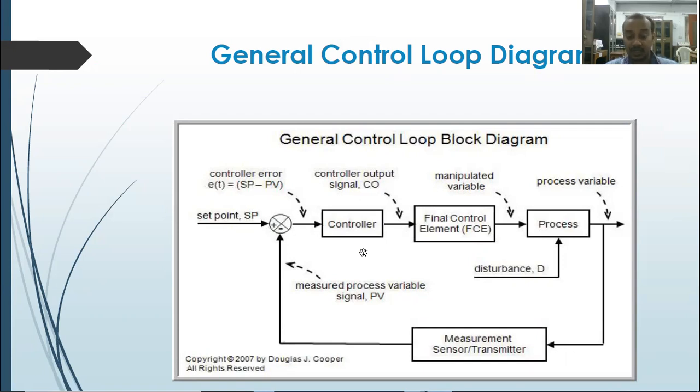This error is transferred to the controller section, where the mathematical calculation and corrective action are performed by the controller. The controller output is then given to the final control element, which takes the responsibility to implement the changes required to get the desired set point in the process parameter. In this feedback control loop, the controller, final control element, process, and measuring instrument or transmitter are all shown by blocks.